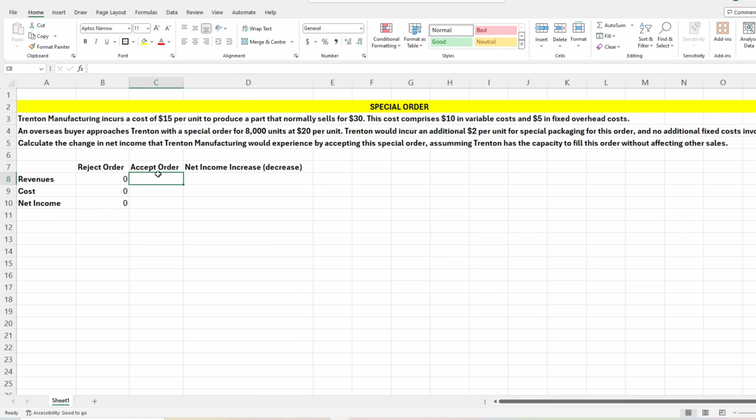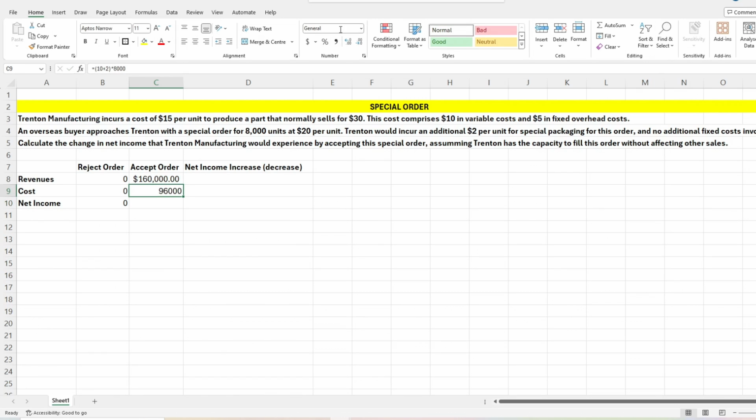If we do accept the order, our revenue is going to be, it says on the second line, 8,000 units at $20 per unit. So 8,000 times 20, that gives us 160,000. And then our cost, so here in the first line, it says the cost comprises $10 in variable cost. So we'll put in brackets 10 plus, and then in the second line, Trenton would incur an additional $2 per unit for special packaging. So we're going to do 2. That's just 12 times the amount of units we're producing, so 8,000.